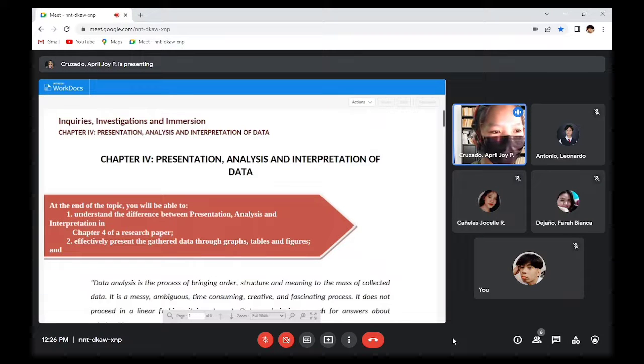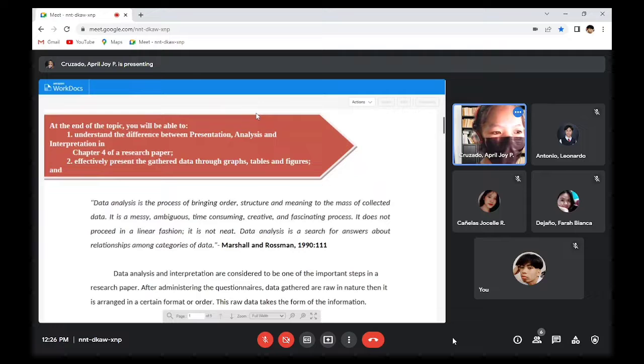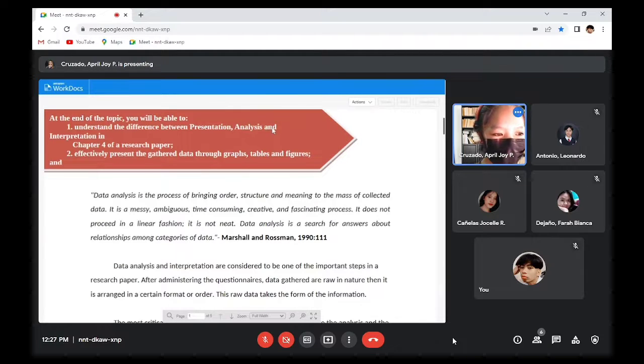So for chapter 4, presentation, analysis, and interpretation of data. This chapter presents the findings, analysis, and the interpretation of data gathered. So at the end of the topic, you will be able to understand the difference between presentation, analysis, and interpretation in chapter 4 of a research paper. Second, effectively present the gathered data through graphs, tables, and figures.